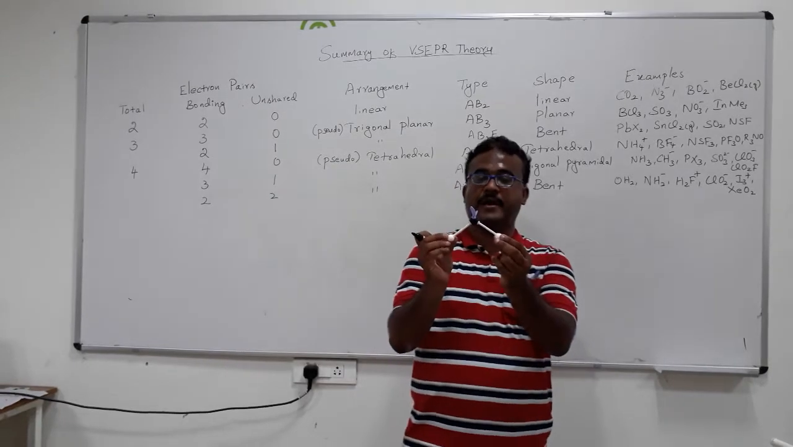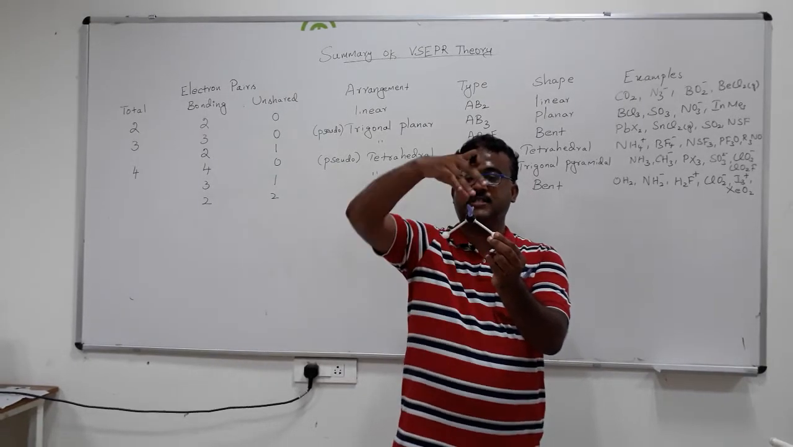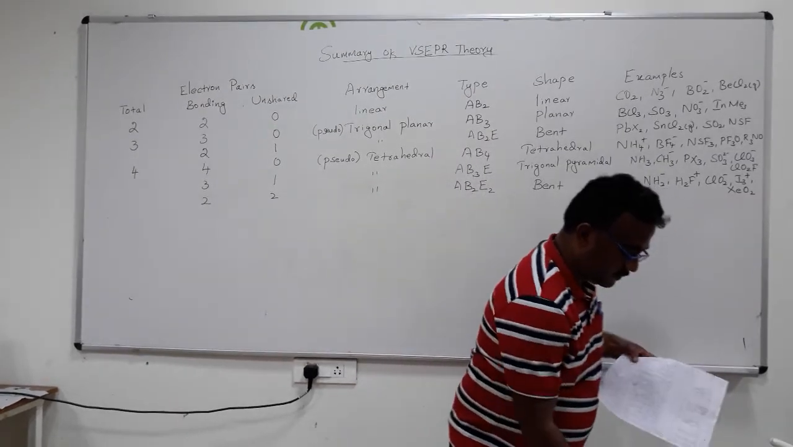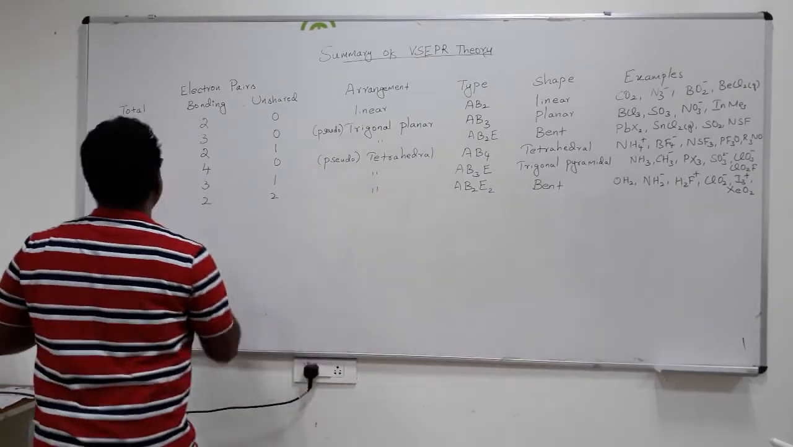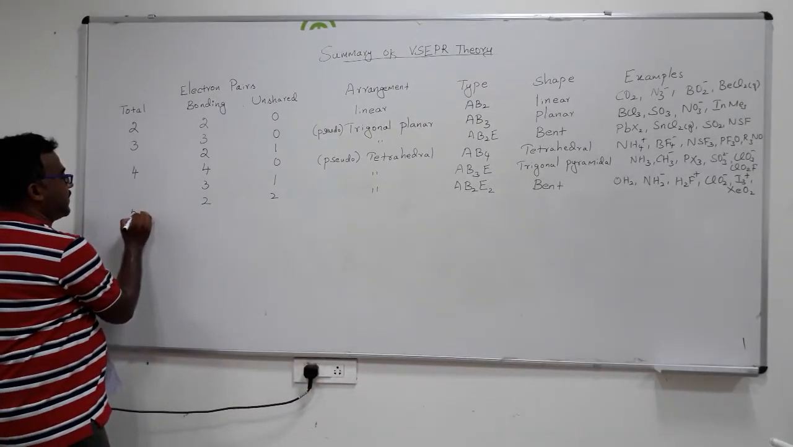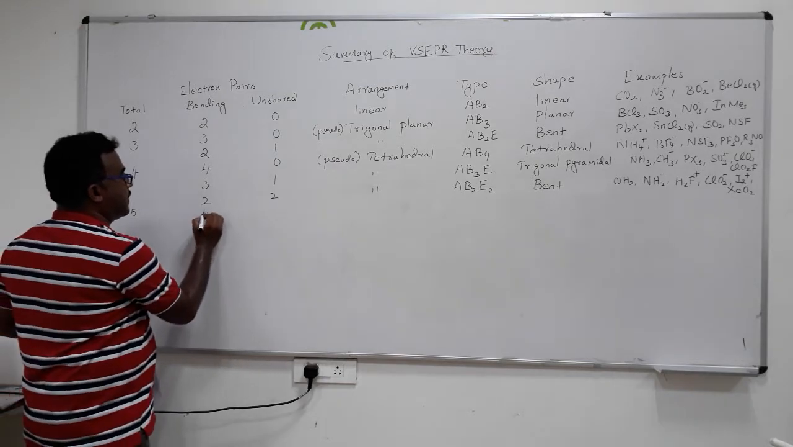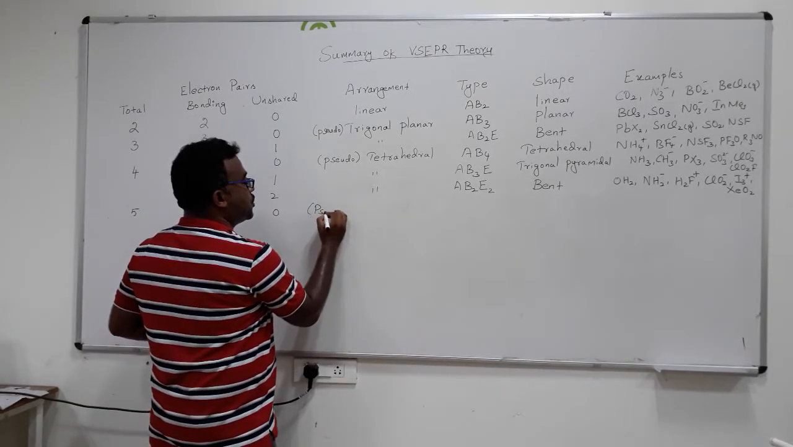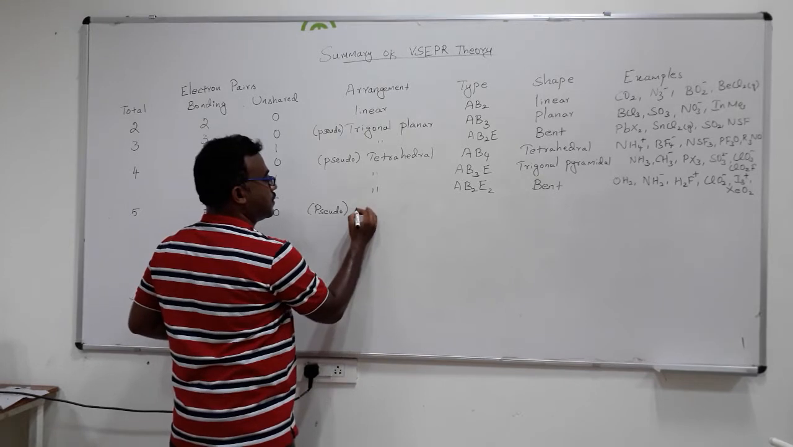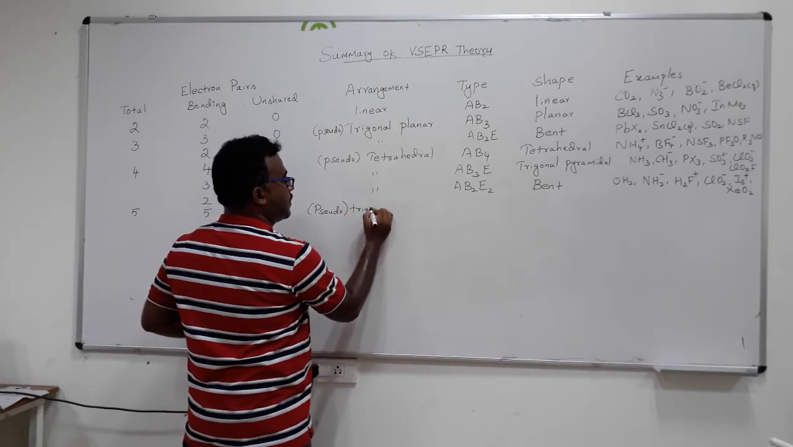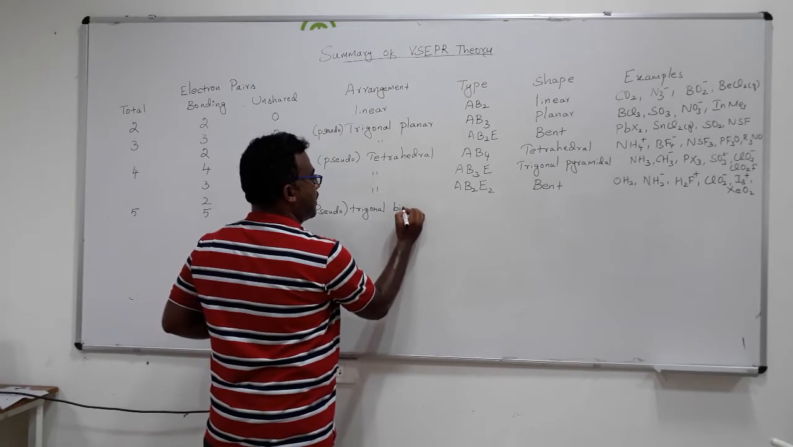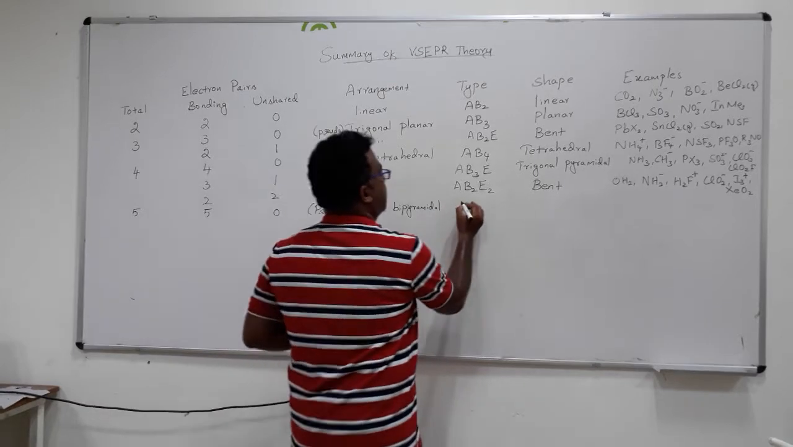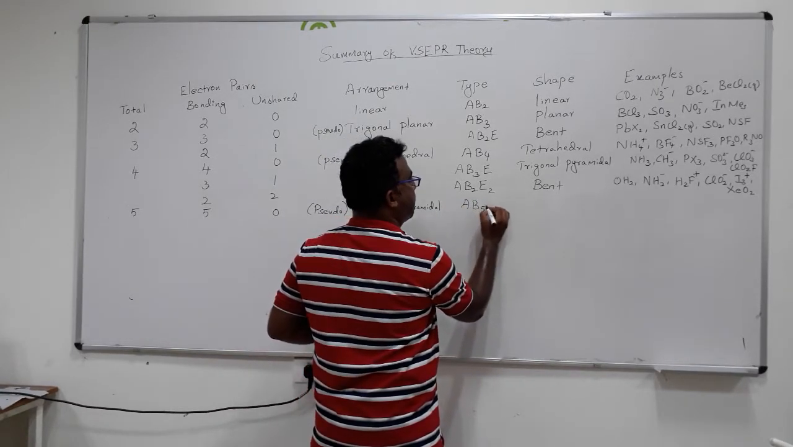So the geometry will be this one. It is bent and it has 2 unpaired electrons. Then if you have a total number of electron pairs of 5, bonding electron pairs 5, and unshared electron pairs 0, then you can call that arrangement pseudo trigonal bipyramidal. The type will be AB5 type.